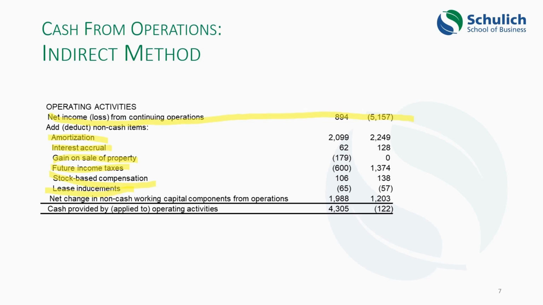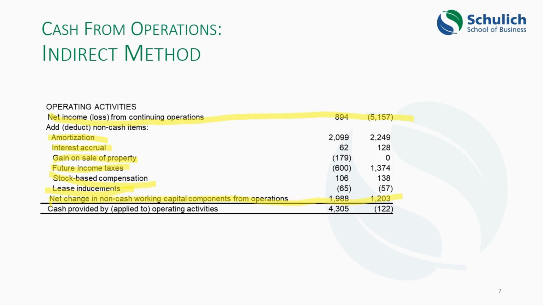Then the last thing that you see here is just this one summary line here, which is the change in non-cash working capital components from operations. Lots of companies summarize that onto a single line here, and then the details of that would be provided in a schedule in the notes. So you would want to turn to those notes and look to see where those numbers came from.